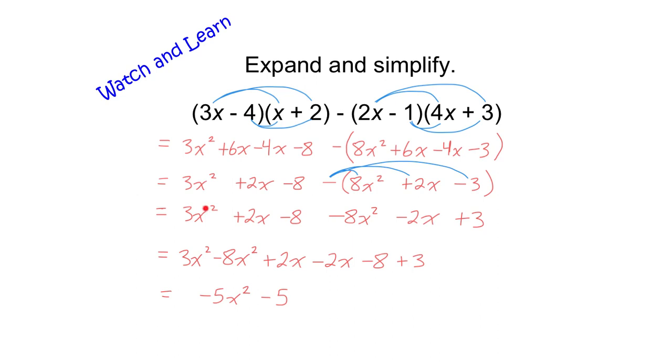Put my like terms together. 3x squared and minus 8x squared are like terms. 2x minus 2x, those are like terms. And minus 8 plus 3, those are both constants, so they're like terms. Simplify. 3x squared minus 8x squared is minus 5x squared. Positive 2x minus 2x, that equals 0, so I don't have to write anything. Negative 8 plus 3 is negative 5. I don't have any more like terms, so this is simplified. That's it.